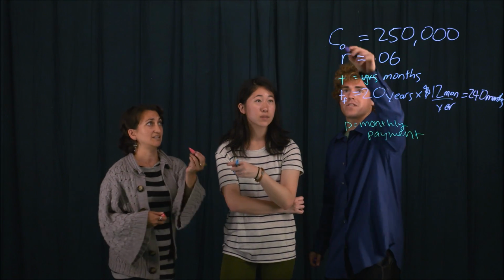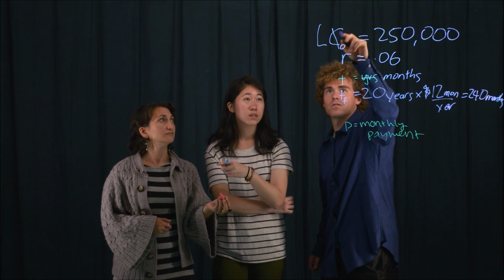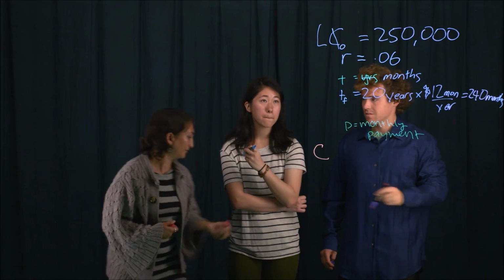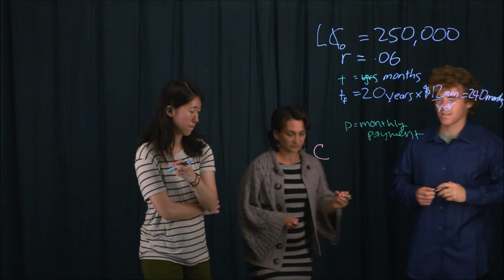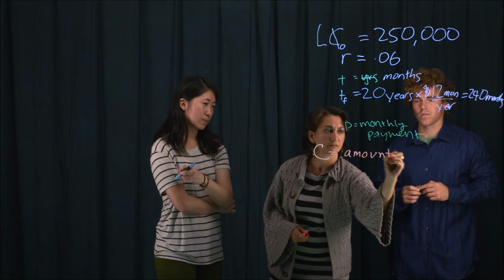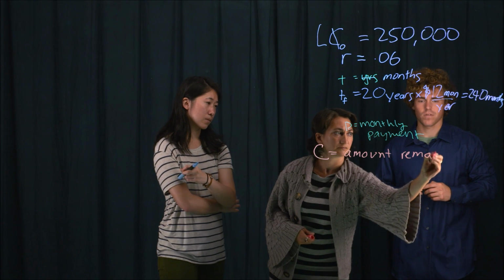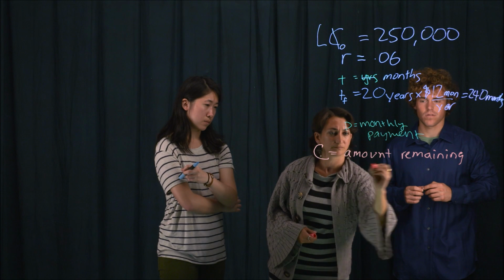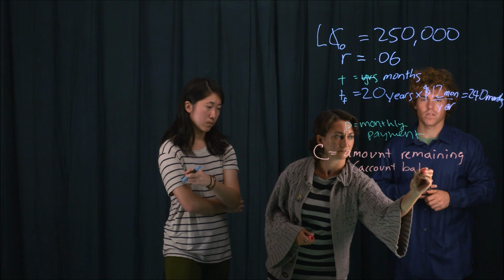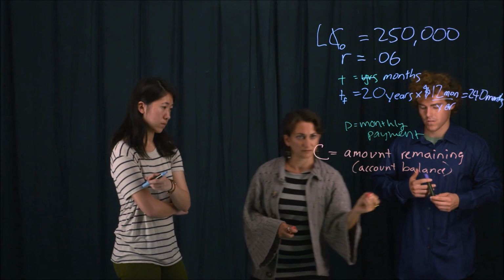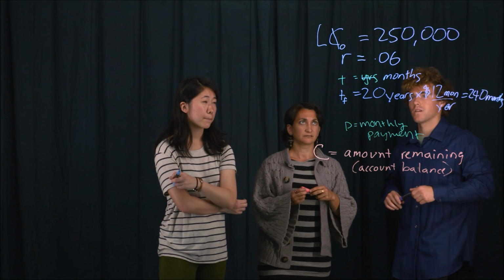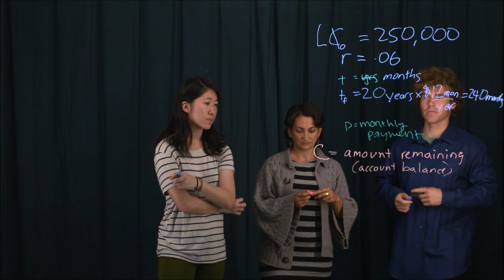So what should we call that one? Maybe if I change this to loan initial, then C equals amount owed, or amount remaining. So kind of the account balance? Okay, we can do that. Account balance. All right. Should we leave that as C naught or does it matter? It doesn't really matter once we get the equation going.